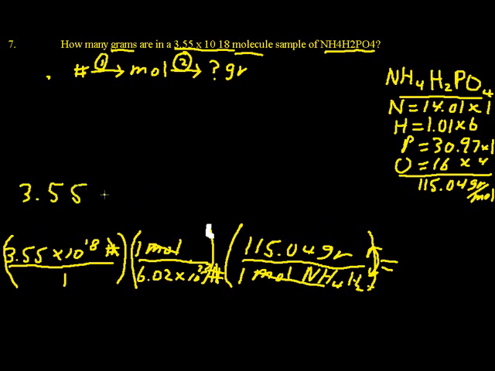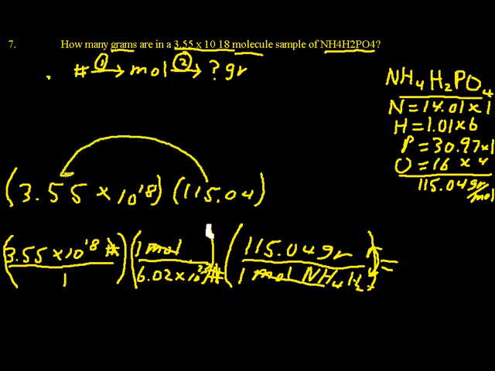3.55 times 10 to the 18th. You're multiplying that times, right over here, 115.04. So what you do is you multiply this number times 3.55. What do you do with this? You do nothing. You simply copy it down again after you've done that. So when you carry that out, you wind up with 408.